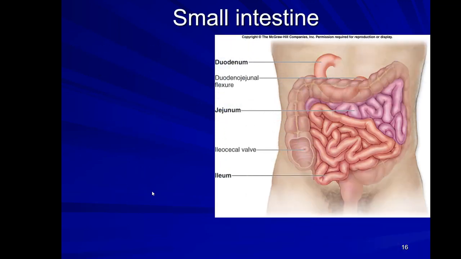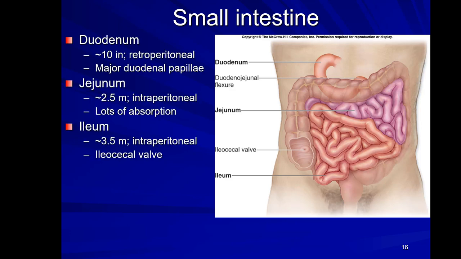All right, moving down to the small intestine, there's 3 parts to the small intestine. The duodenum is first, followed by the jejunum, followed by the ileum. We'll get back to this major duodenal papillae. You don't need to really know how long these things are. The ileum has something called the ileocecal valve, which regulates the flow of things from the ileum into the large intestine. But for the most part, just kind of know the order of these.